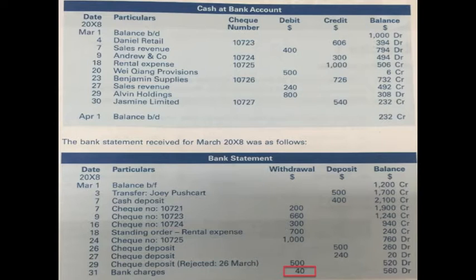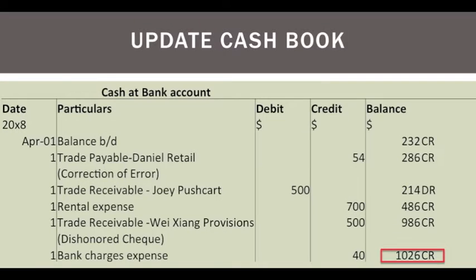Okay, and then we go back to look at our bank statement again. There's a withdrawal of $40 due to bank charges, and this hasn't been captured in our cash book. So to update our cash book, we will then credit $40 for our bank charges expense, and that will give us a final balance of 1,026 credit. It means to say there is a bank overdraft of 1,026.